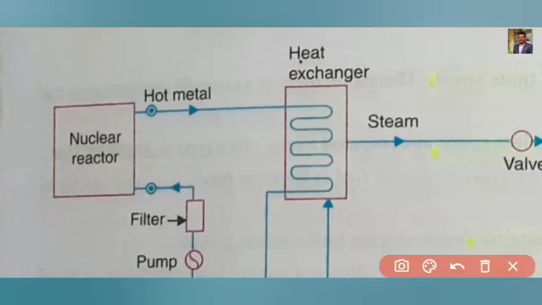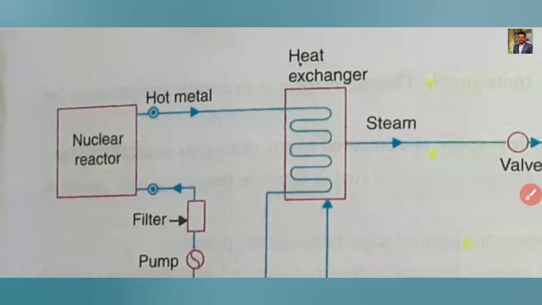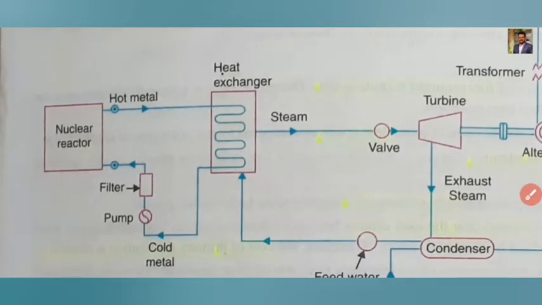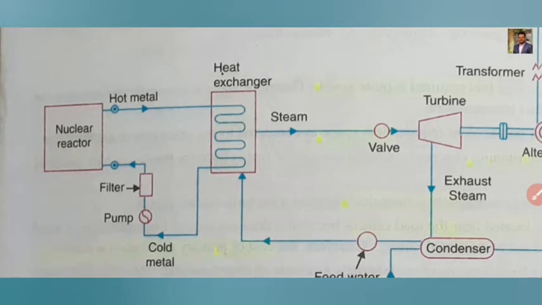Then from the heat exchanger, this sodium metal, or hot metal, goes again inside the nuclear reactor. The output of the nuclear reactor is hot metal. When hot metal comes to the heat exchanger, it gets in contact, or you can say it gets near, to the water.